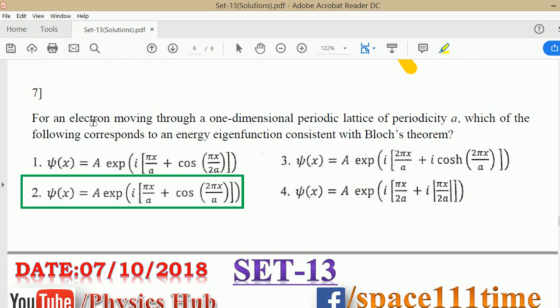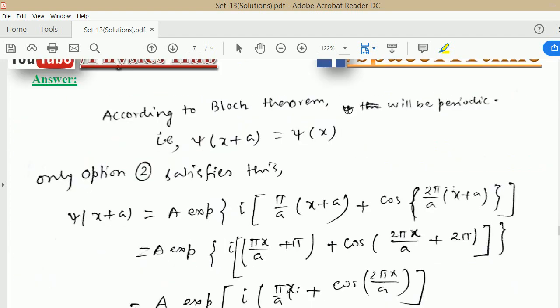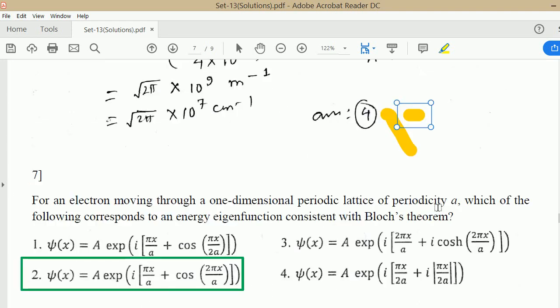Question number 7. For an electron moving through a one-dimensional periodic lattice of periodicity a, which of the following corresponds to an energy eigenfunction consistent with Bloch's theorem? For this question we have to use the properties of the Bloch function. According to Bloch's theorem, psi should be periodic: psi of x plus a equals psi of x, where a is the periodicity.